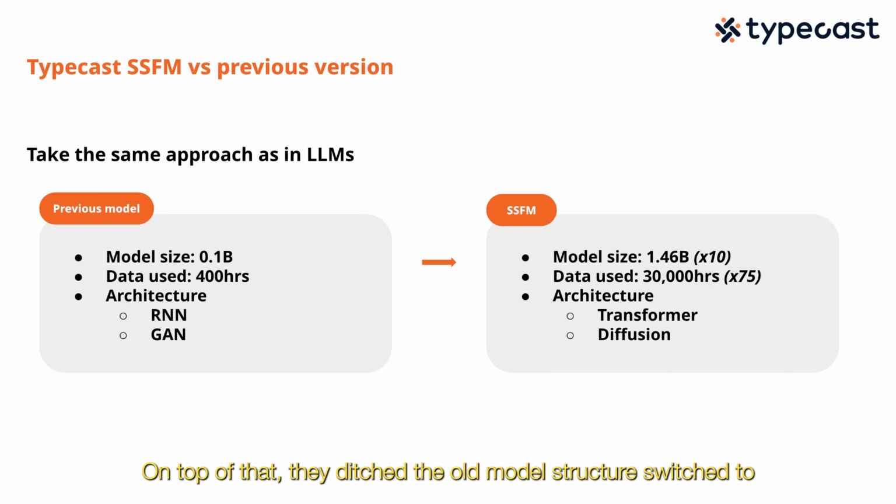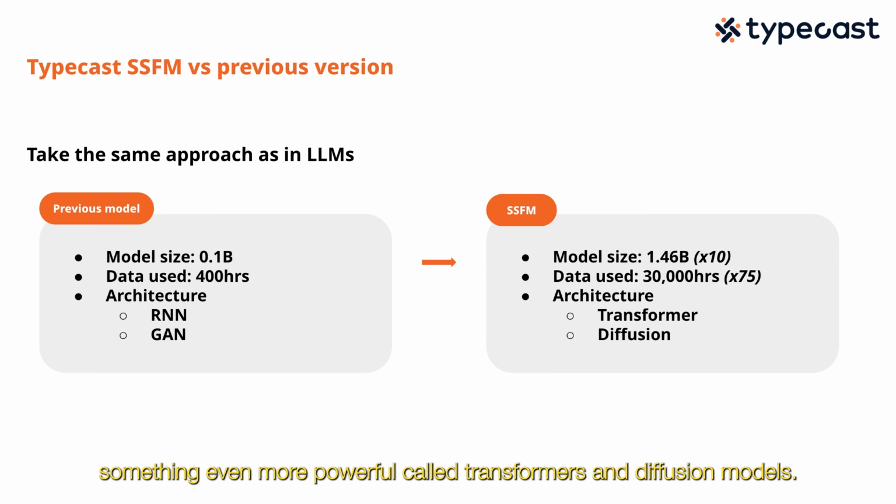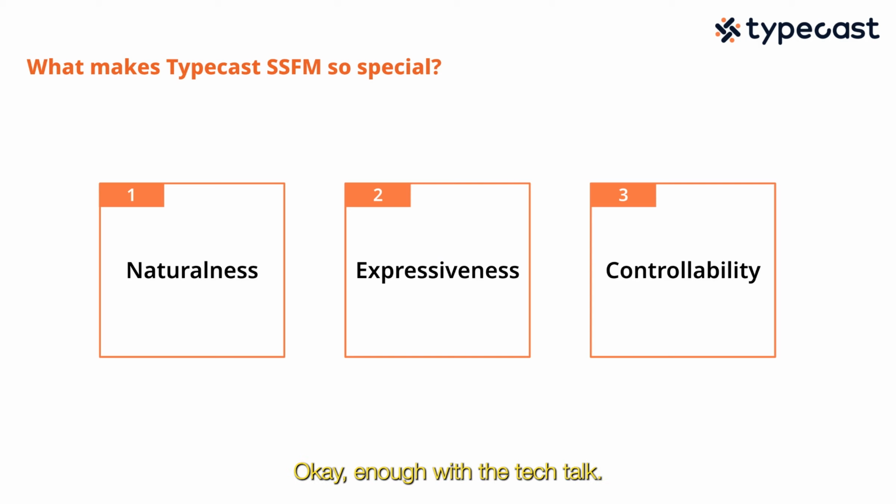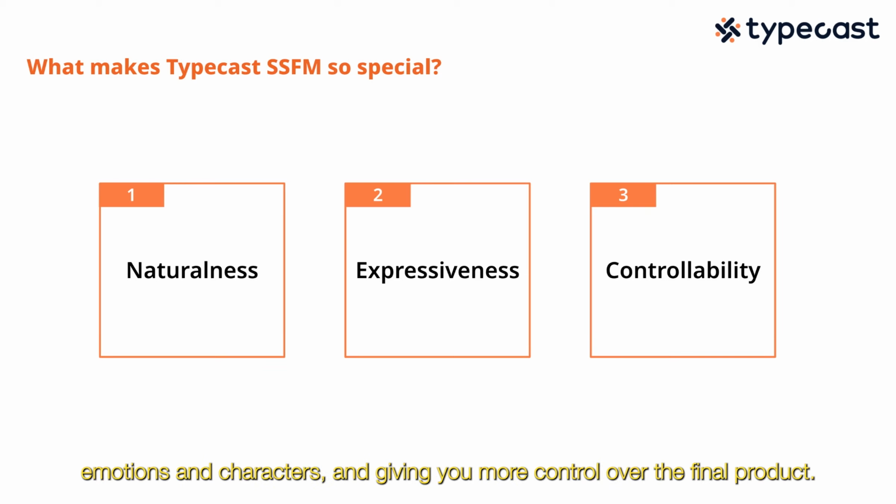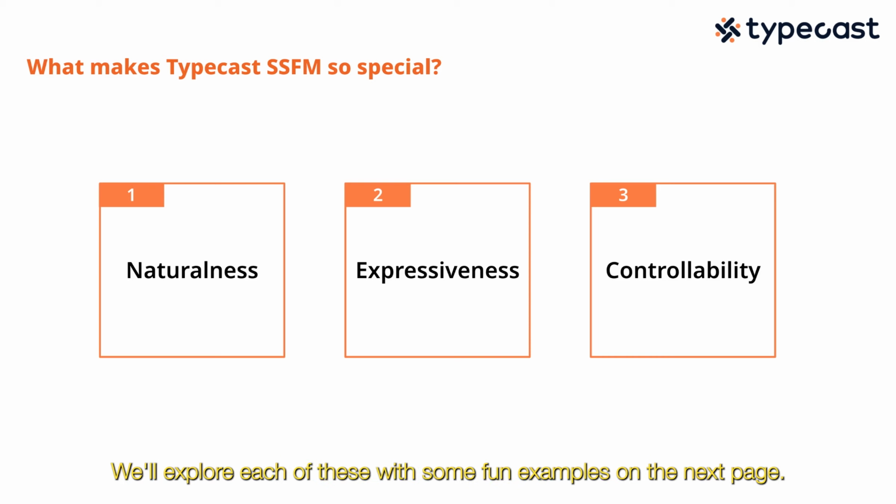On top of that, they ditched the old model structure and switched to something even more powerful called transformers and diffusion models. Okay, enough with the tech talk. What does this all mean for you? Well, SSFM focuses on three key things: making voices sound natural, expressing emotions and characters, and giving you more control over the final product. We'll explore each of these with some fun examples on the next page.